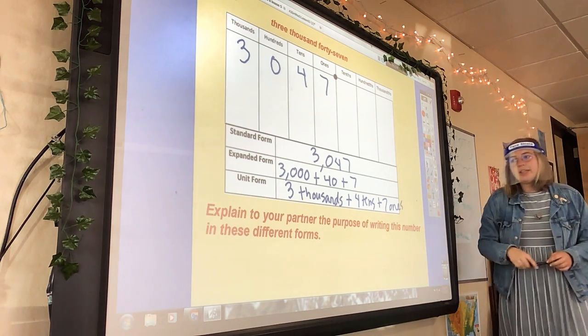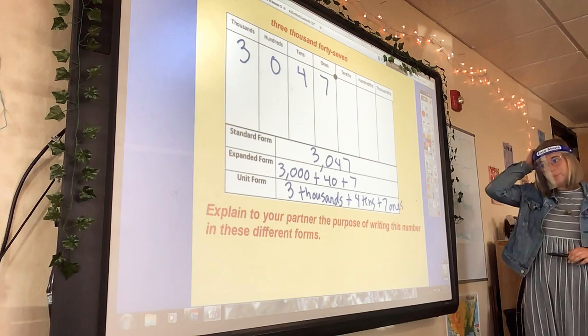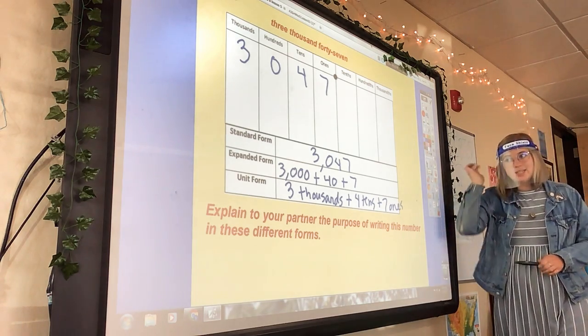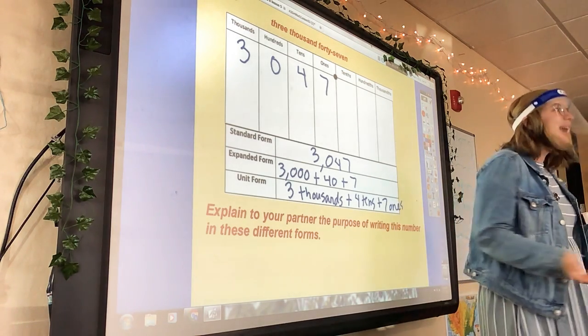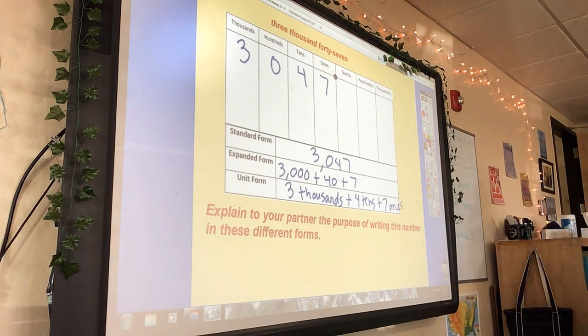Now, this part you're going to do, okay? Explain to your partner the purpose of writing this number in different forms, okay? Why do we have different forms? Think about it. I'm going to give you like 30 seconds to talk to your group. Ready, go.